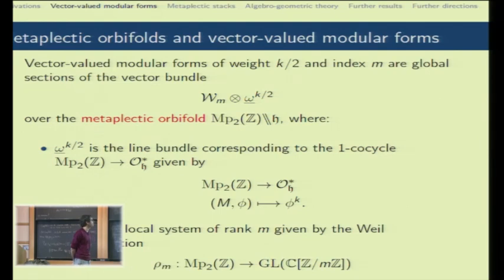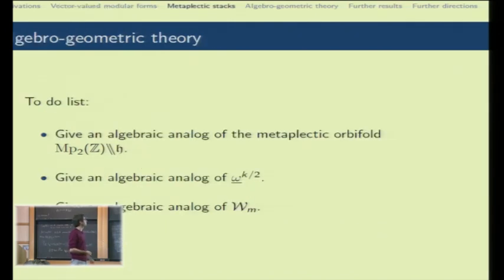And now W_m, for this talk, you could just take a vector bundle, but in fact you get more. It's a local system of rank m, and it's the one corresponding to the Weil representation. So essentially that's the definition. A local system over this metaplectic orbifold is exactly like a representation of MP2Z. You can view MP2Z as the fundamental group of your orbifold, and that's a representation of the fundamental group. That's what W_m should correspond to. So this way, I've rewritten the definition. I haven't done much, just rewritten it in some geometric terms that might help us find an algebraic geometric analog.